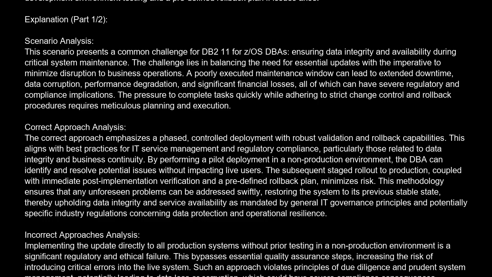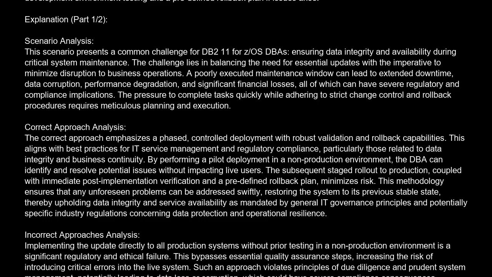Implementing the update directly to all production systems without prior testing in a non-production environment is a significant regulatory and ethical failure. This bypasses essential quality assurance steps, increasing the risk of introducing critical errors into the live system. Such an approach violates principles of due diligence and prudent system management, potentially leading to data loss or corruption, which could have severe compliance consequences depending on the data's nature and applicable regulations.